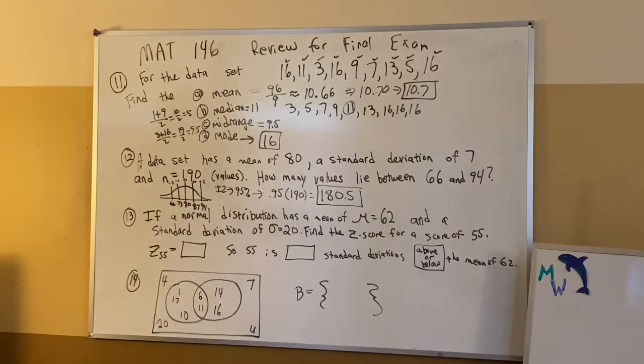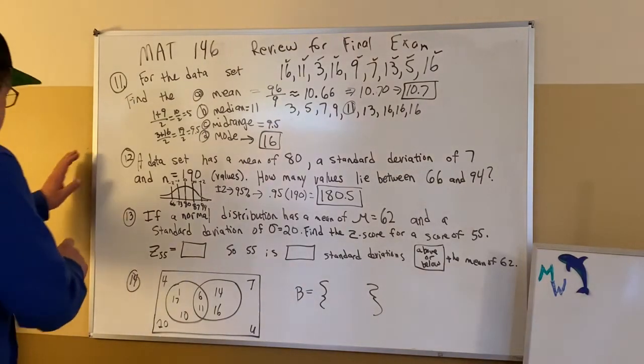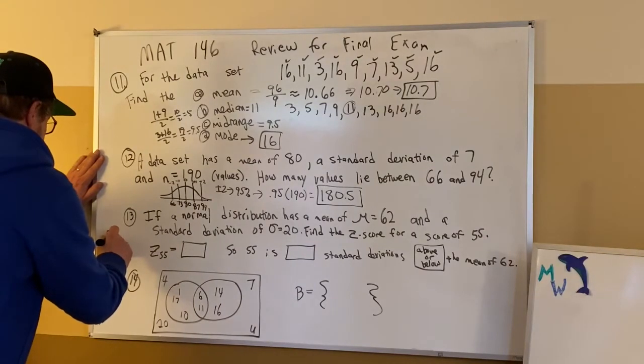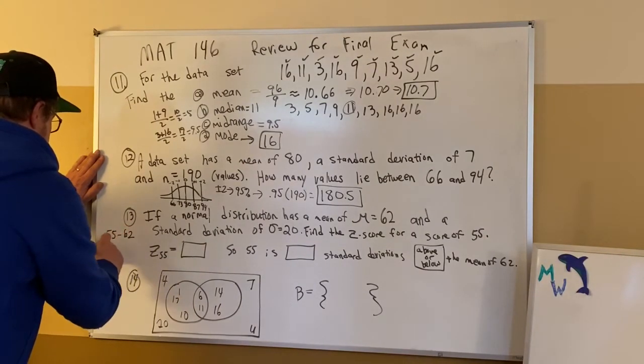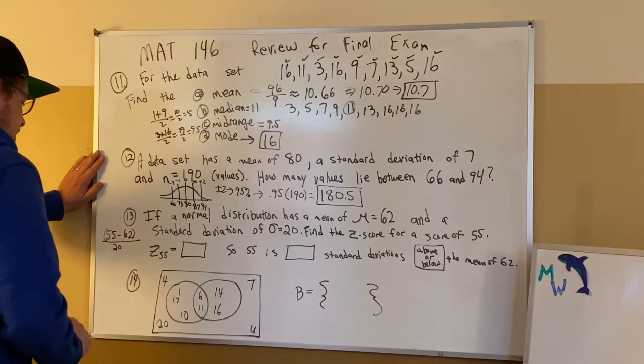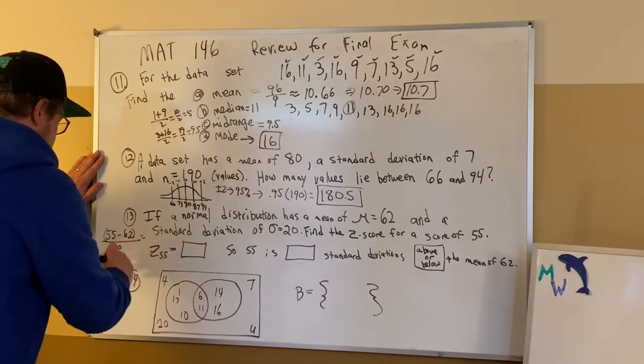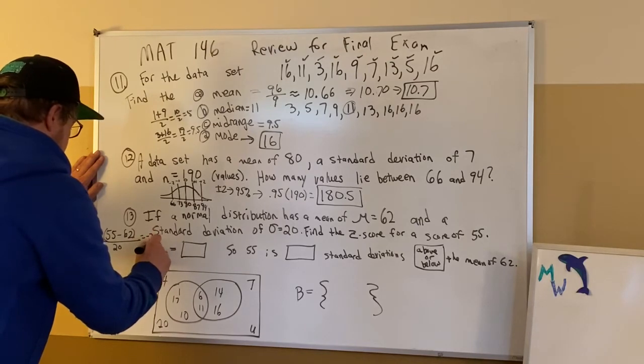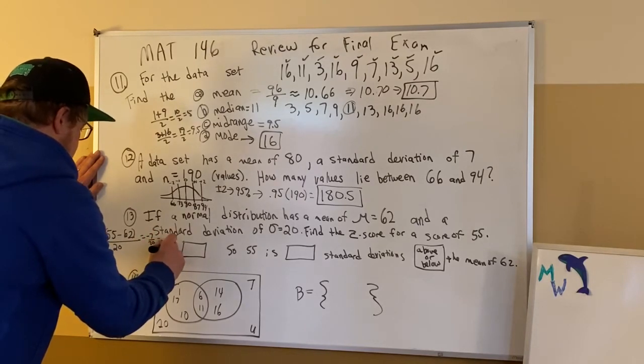If a normal distribution has a mean of 62 and a standard deviation of 20, find the z-score of 55. So I'm going to place my 55 in here, and I'm going to center it by subtracting the mean. Then I'm going to take that whole thing and divide by the standard deviation. That's what the z-score has us doing. This will get me negative 7 over 20 for negative 0.35.